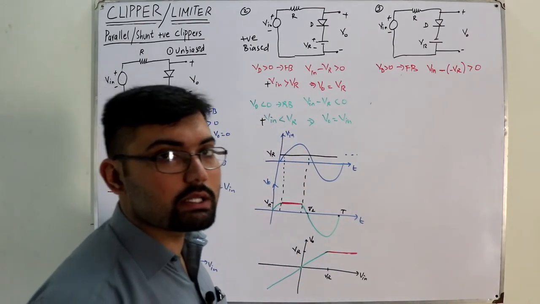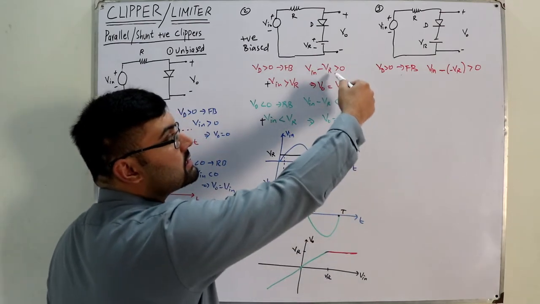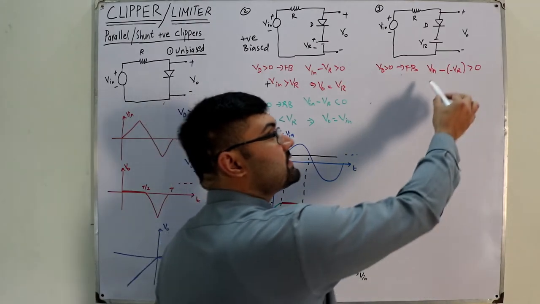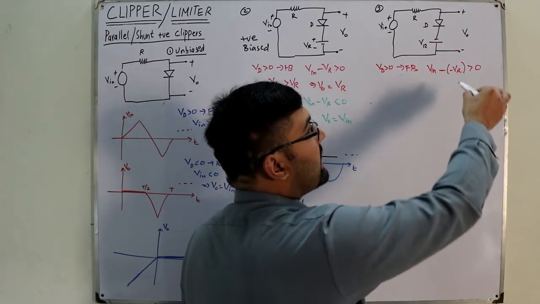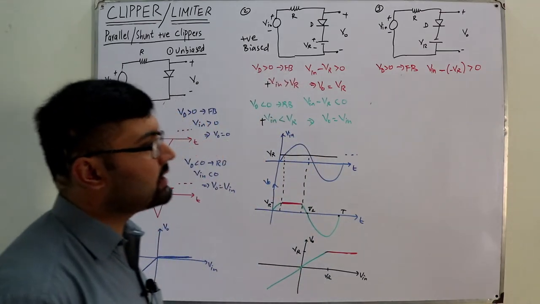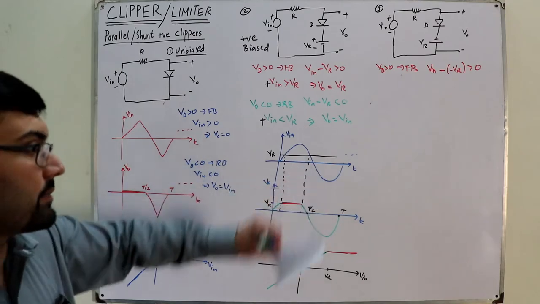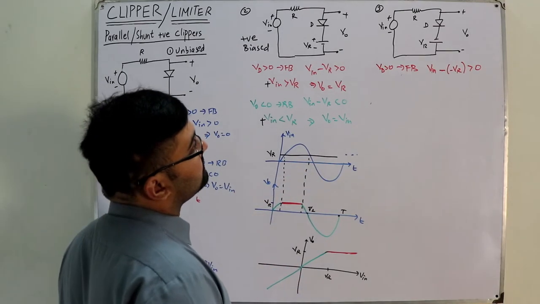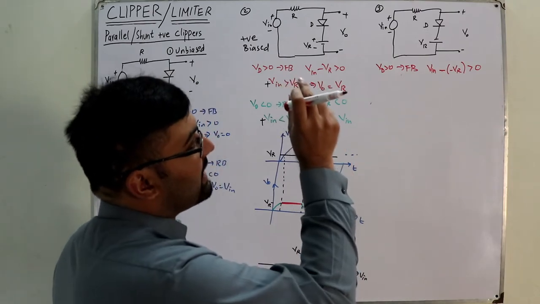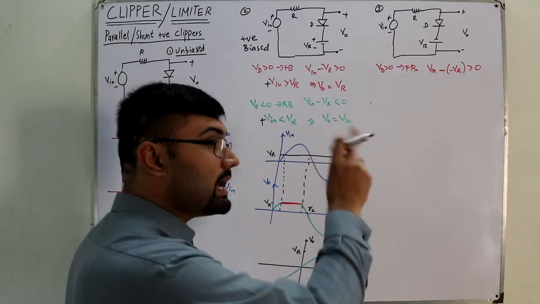Previously, maybe I confused this point. You need to take this VR positive with the negative as it is. Over here, you have the negative sign from the first, and you take the minus of the VR. I hope you have understood it. I may sound a little confusing, but you know what happens. If plus is directly connected, take the positive value. If the negative is connected, take the negative value.